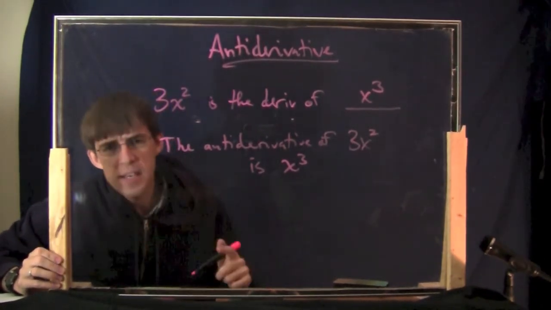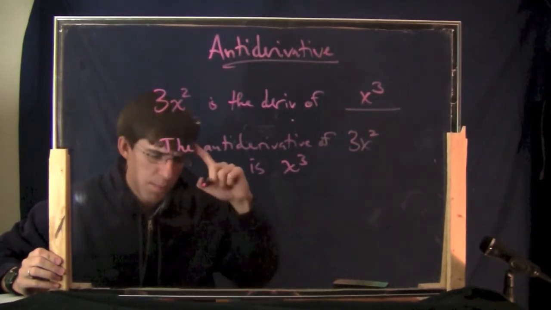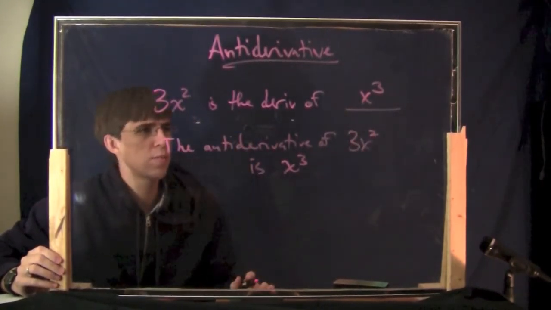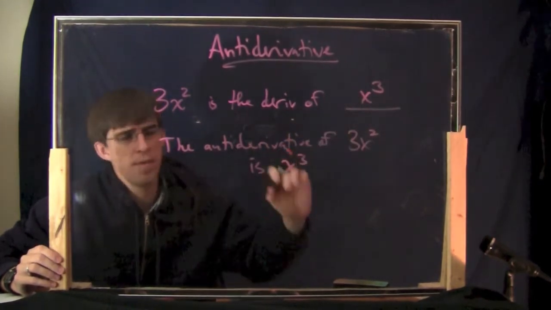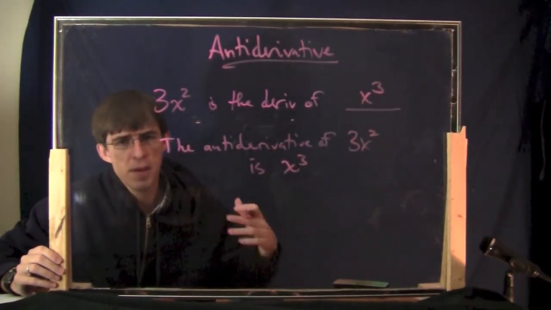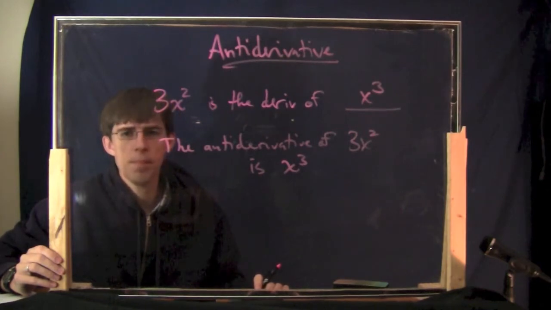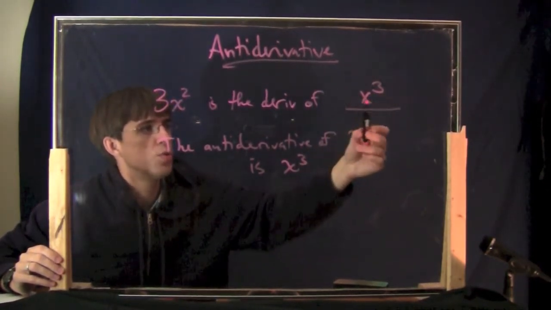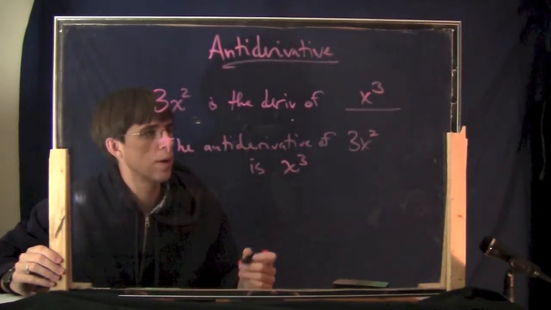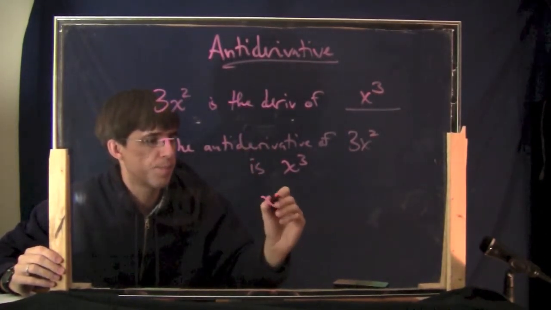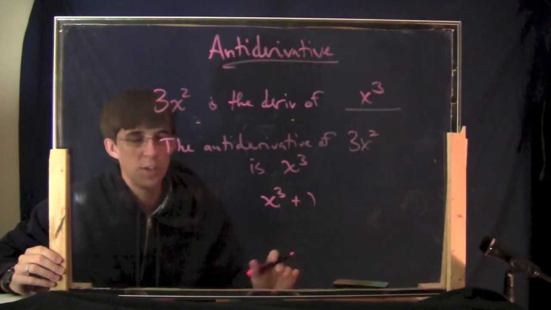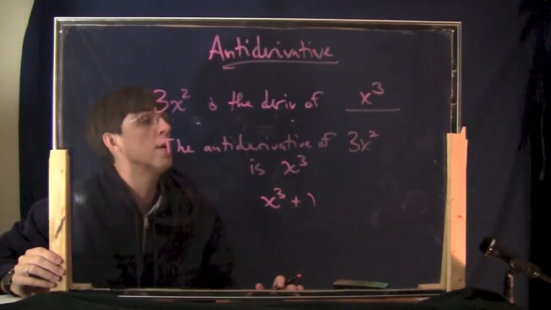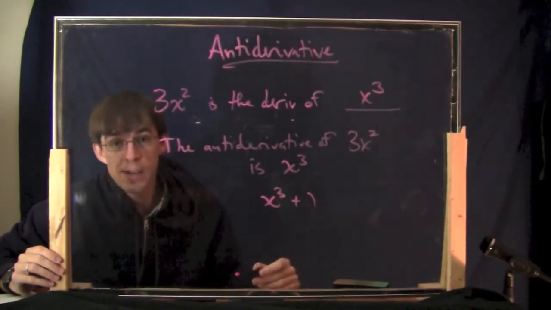Actually, I said "the" here, but you should think, is that the only function whose derivative is 3x squared, right? 3x squared is the derivative of x cubed, but could it be the derivative of anything else? Actually, it could be. This is not the only function whose derivative is equal to 3x squared. Can you think of another one? How about this? X cubed plus 1. The derivative of x cubed plus 1 is also 3x squared, isn't it?